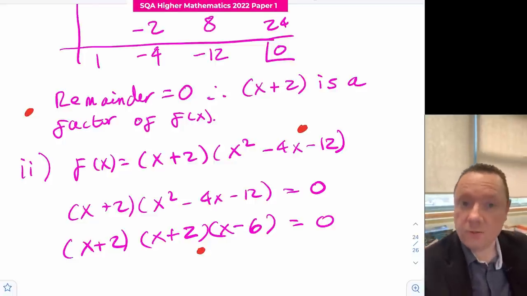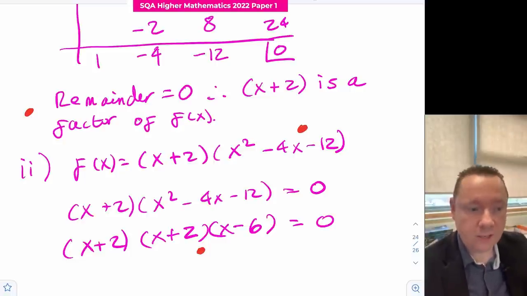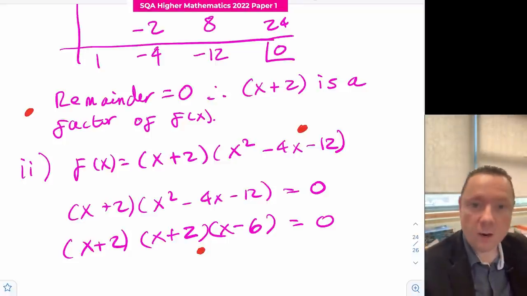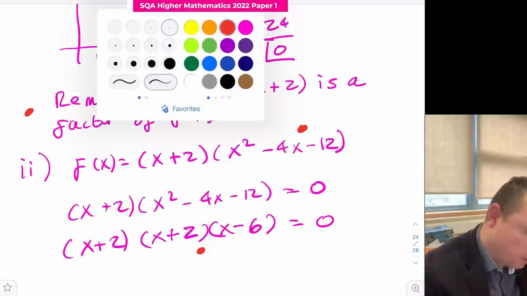Or alternatively, if you forgot how to factorise or couldn't do the factorising, if you had substituted into the quadratic formula correctly, which would be 4 plus or minus the square root of minus 4 squared, take away 4 times 1 times minus 12, all over 2 times 1, you would get a mark instead for that. And then your final mark is just for working that out to get your factors.